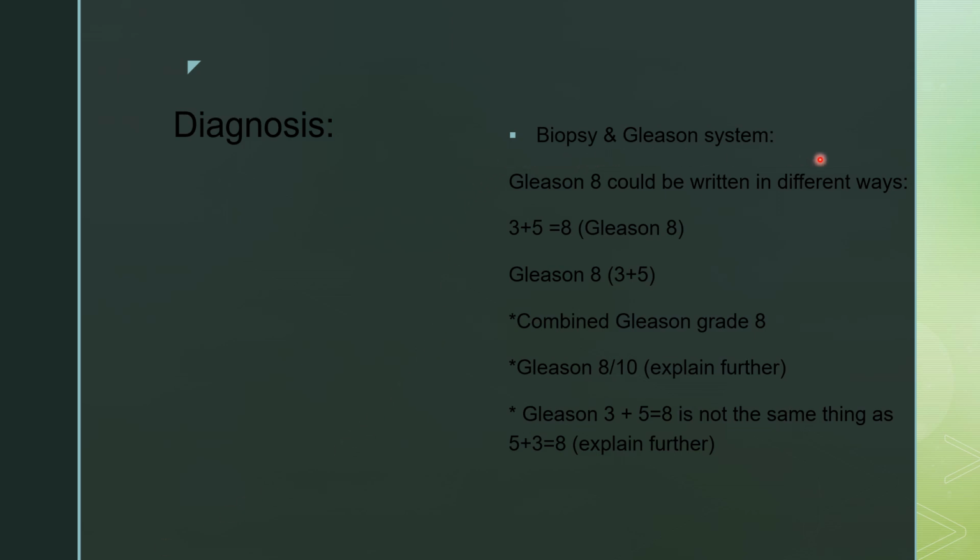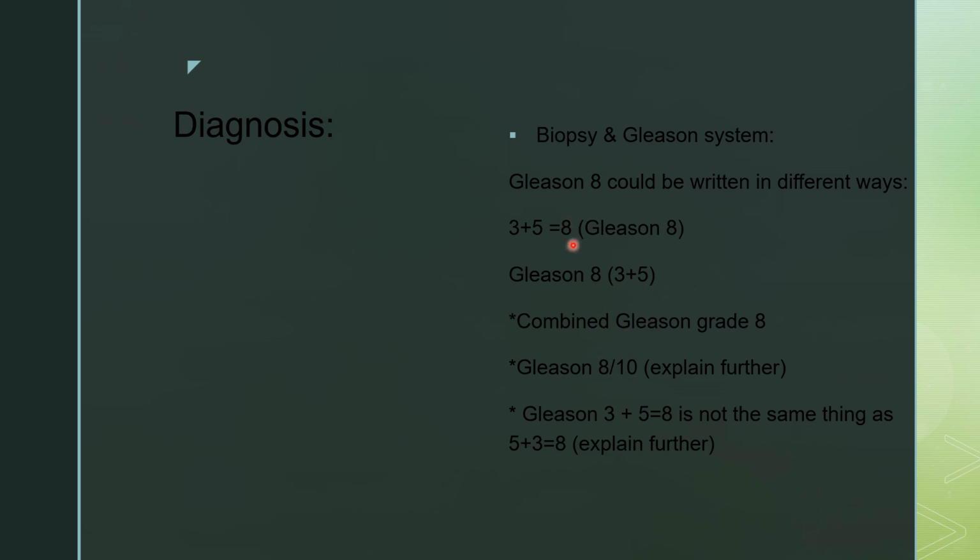Now, still on the system, Gleason 8 could be written in different ways. 3 plus 5 is equal to 8. Bracket Gleason 8. We are still Gleason 8. The same Gleason 8 could be written as Gleason 8, then you put bracket 3 plus 5, meaning grade 3, which is better compared to grade 5, is appearing most, while grade 5 is least, though very bad. So it is better news for the man than the one with the reverse, 5 and 3.